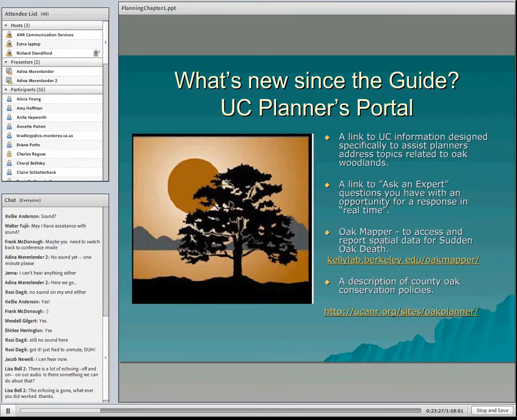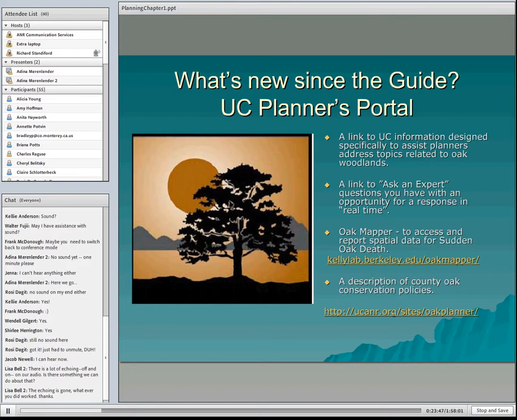I just want to finish up here quickly. Rick is going to be saving all of these slides so you don't have to jot down these URLs. But we've done a lot since the Planner's Guide has come out. And there's actually a Planner's portal as part of our oak conservation website. I ask you to go and visit that.